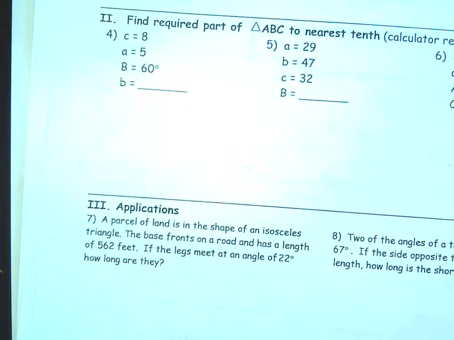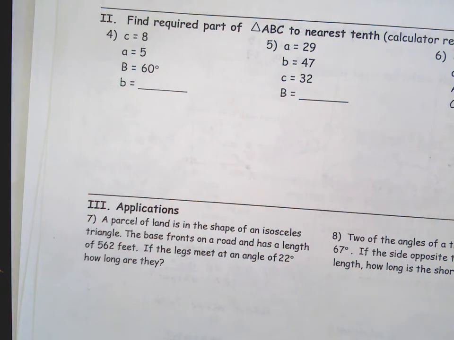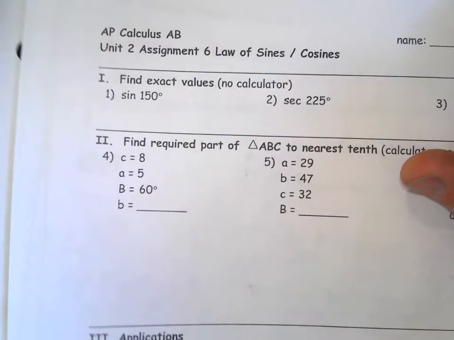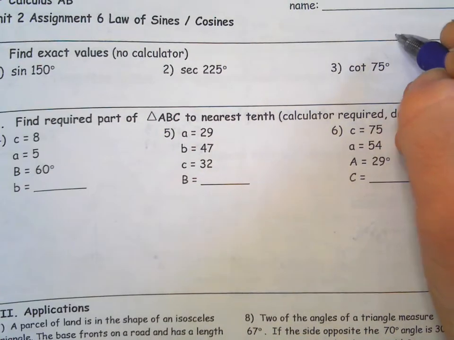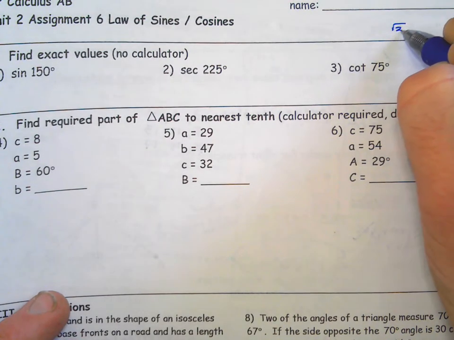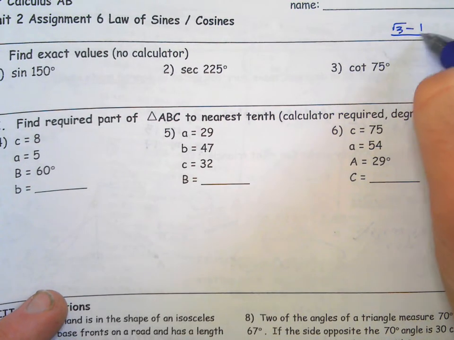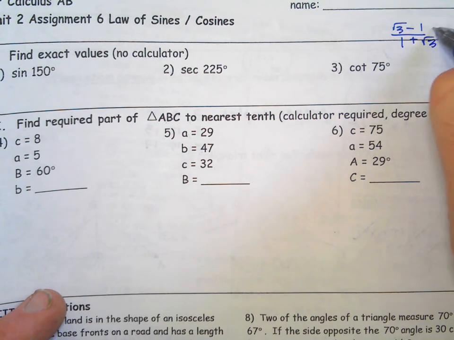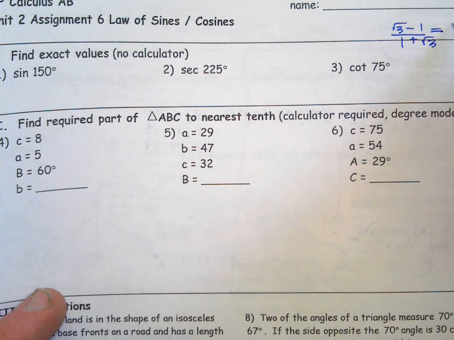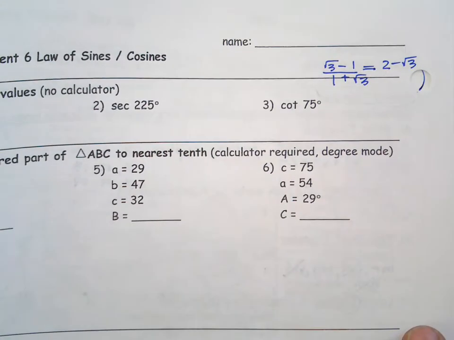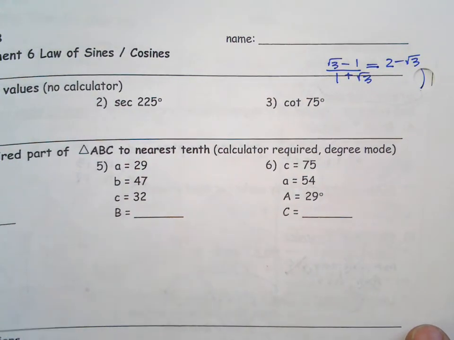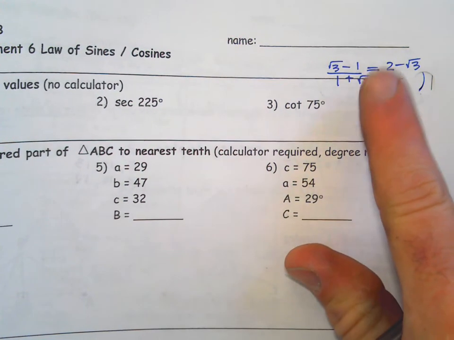Draw pictures. My advice is to draw pictures of every one of these problems other than 1 through 3. 1 through 3 is just practicing stuff on your calculator. And by the way, on the solutions, I believe I have the wrong answer for number 3. The answer should be root 3 minus 1 over 1 plus root 3, or if you simplify it, you get positive 2 minus root 3. And I think I had a slight variation of that on the solutions that are online, but I'm not going to go back and change it at this point. So this is what the answer should be for problem 3.